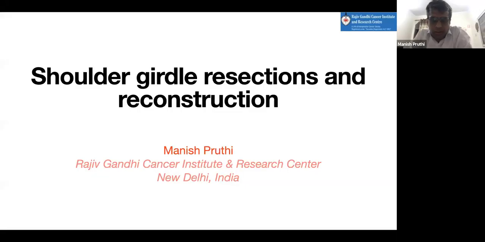Today, the shoulder girdle resections and reconstruction. And I'm Dr. Manish Pruthi. I'm currently working as an orthopedic oncology surgeon at Rajiv Gandhi Cancer Institute and Research Center for the last 3 years.